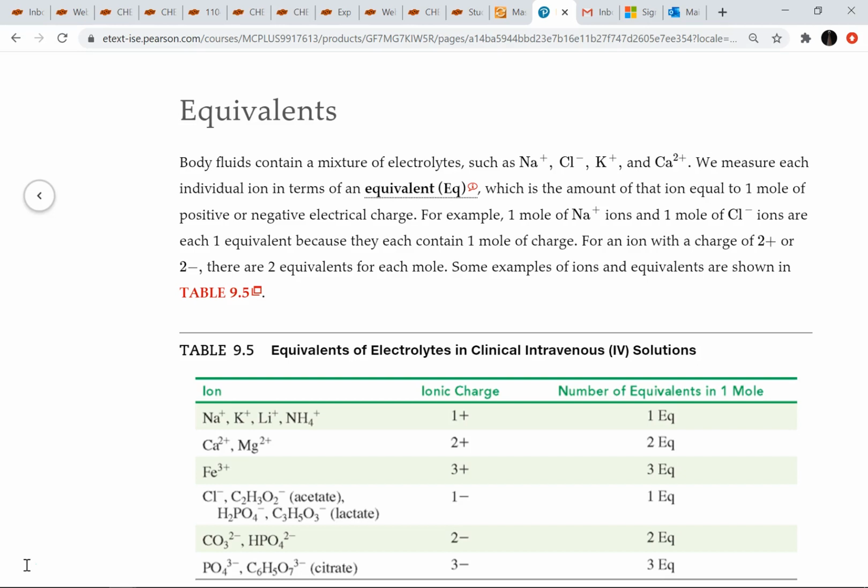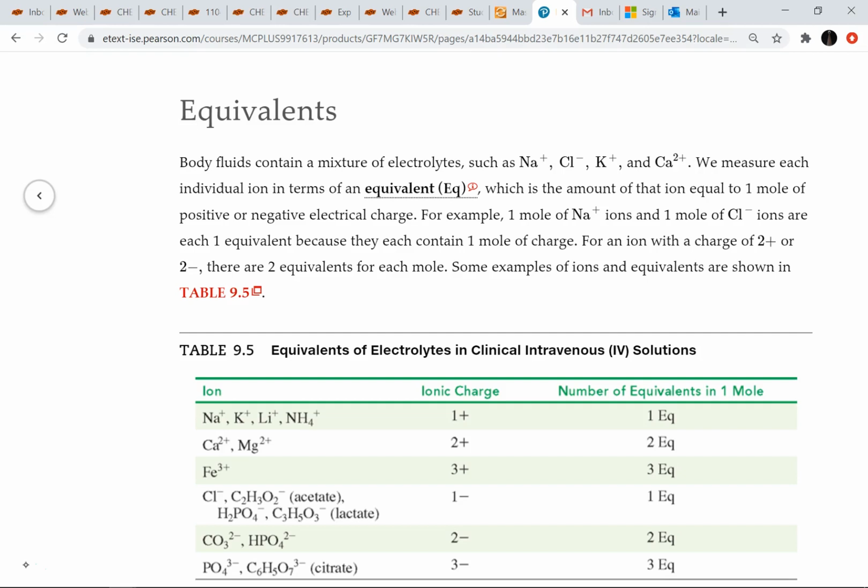It's defined in your textbook as the amount of that ion, whatever ion that is, whether it's sodium or chloride or potassium or calcium, that's equal to 1 mole of positive or negative electrical charge. All right, so if you have 1 mole of sodium ions, for instance, or 1 mole of chloride ions, they are each equal to 1 equivalent because they contain 1 mole of charge.